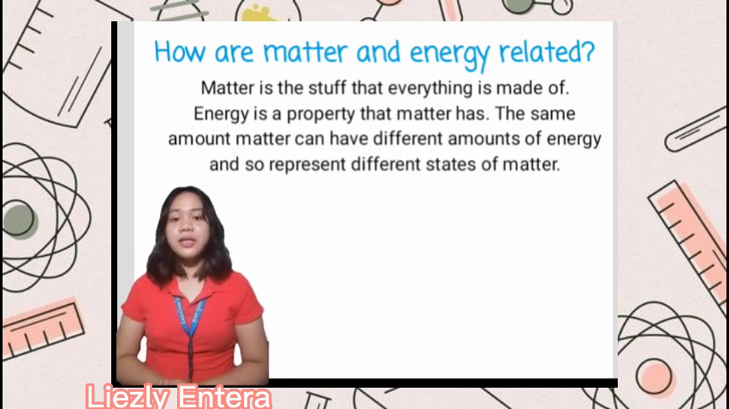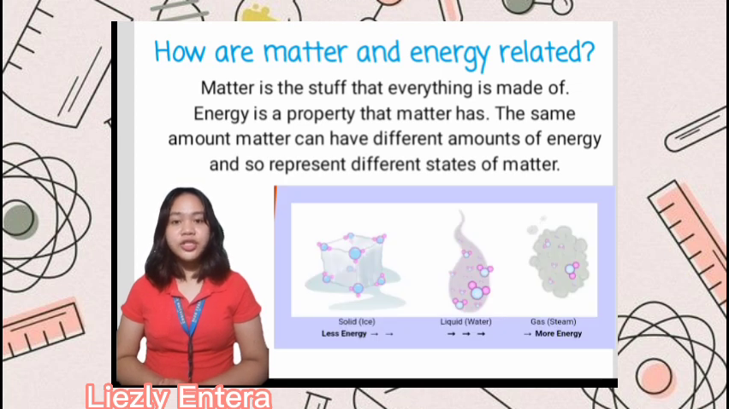The same amount of matter can have different amounts of energy, and so represent different states of matter. For example, if you add energy to an ice cube made of water, it becomes liquid water. And if you add even more energy, it becomes steam. The kind of matter is the same, and the amount of matter is the same as in the original cube, but there is more or less energy.